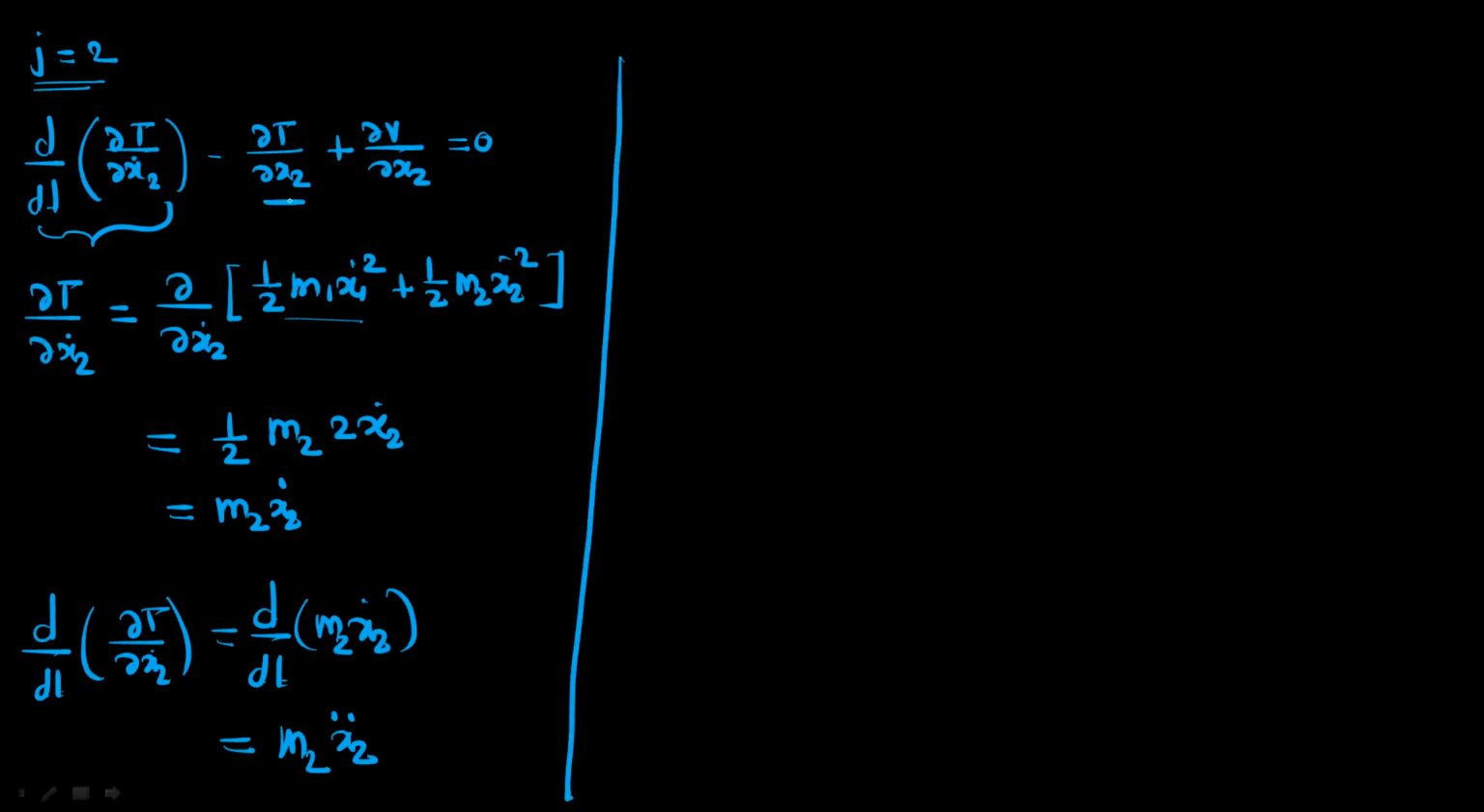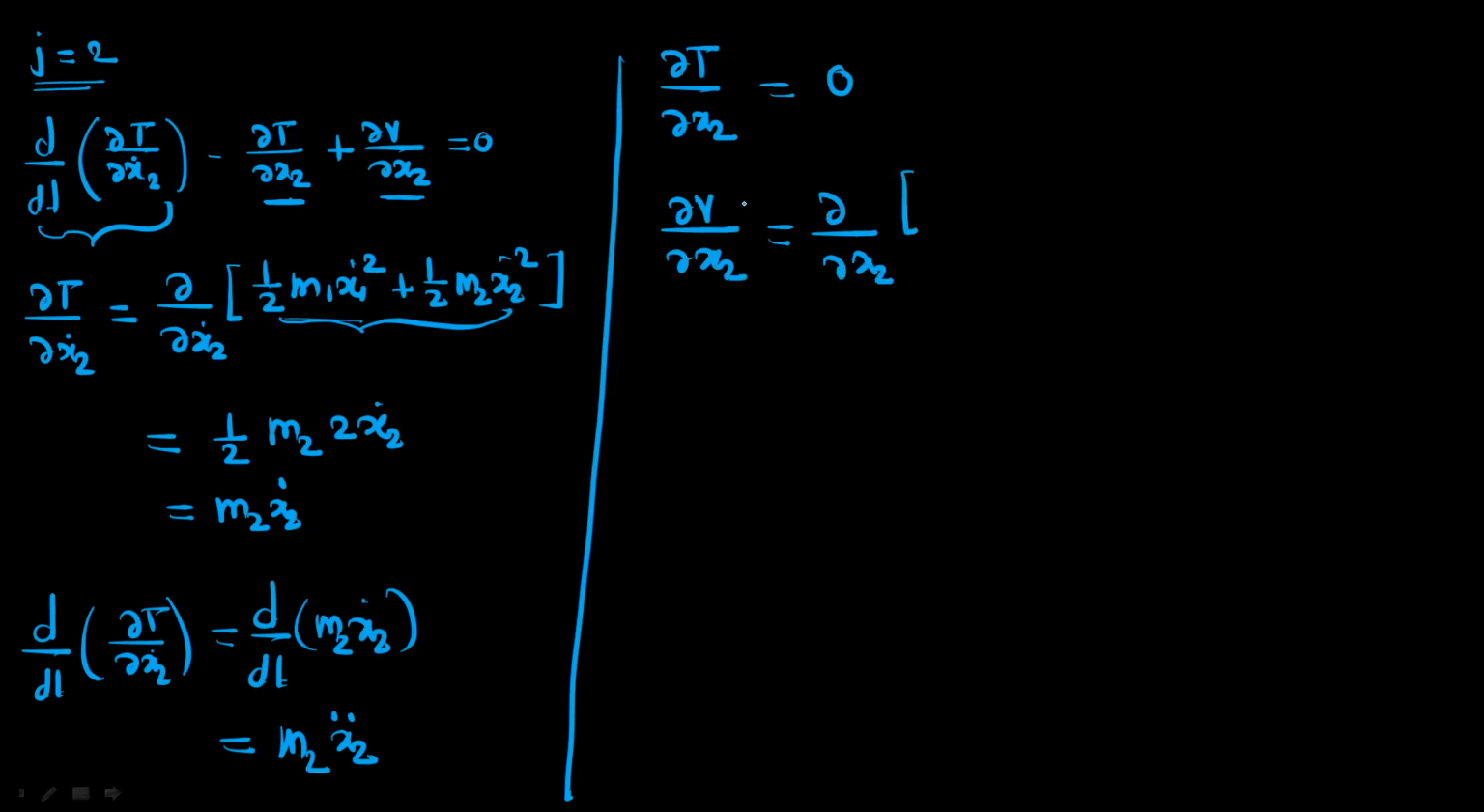After that, find out the term del T upon del x2. If you consider this kinetic energy equation, there is no term of x2, so the complete value is 0. That is a partial differentiation. Next, find out del V upon del x2, which is del by del x2 of the V equation: 1 by 2 k1 x1 square plus 1 by 2 k2 (x1 minus x2) square. As the first term has no x2, its differentiation is 0.